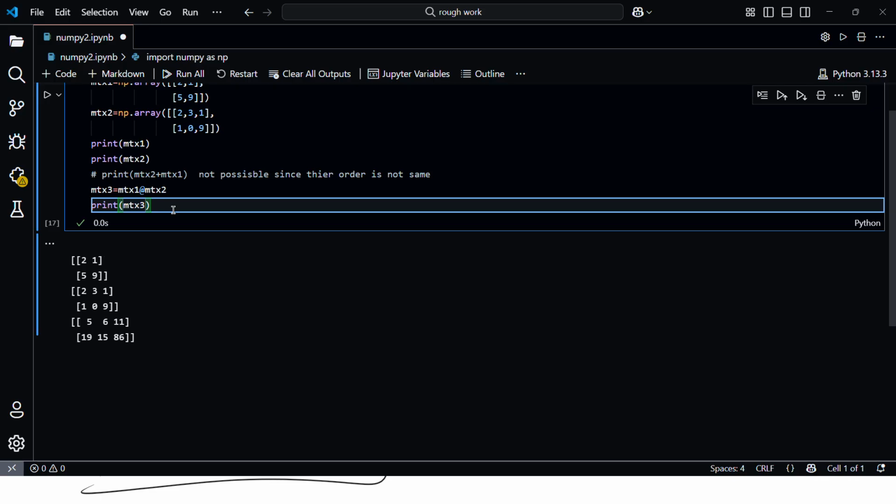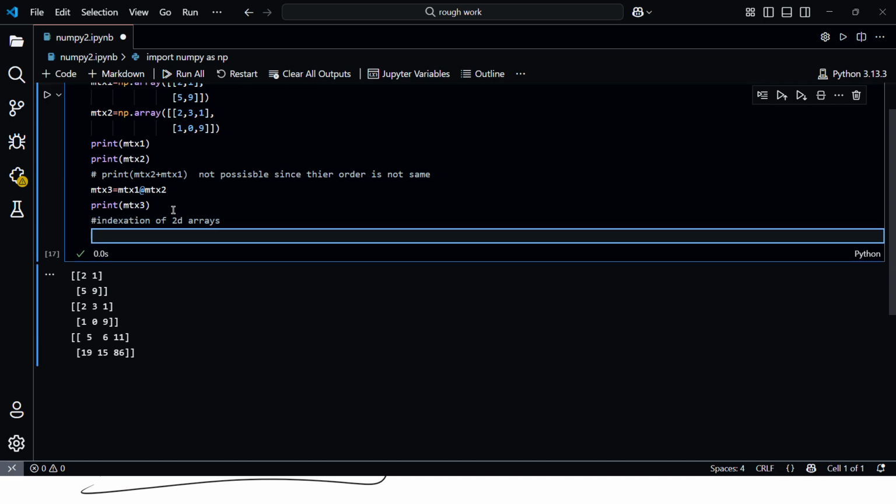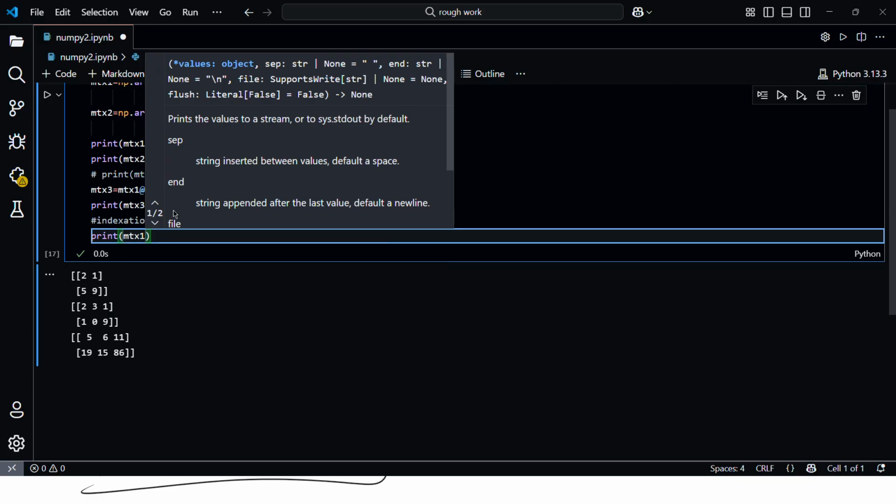Next thing is indexation of 2D arrays. As we have discussed, the indexation for a 1D array is the same as a list, but in the case of a 2D array, it's totally based on how we see the matrix. What I mean is that if I want to print, let's say, matrix 1, although it's a 2D array. Please note that there's nothing such as matrix 1, matrix 2; it's represented as a matrix and it's all a 2D array.